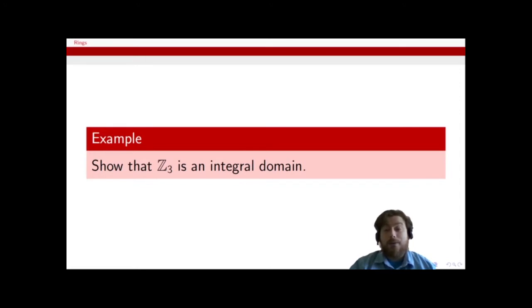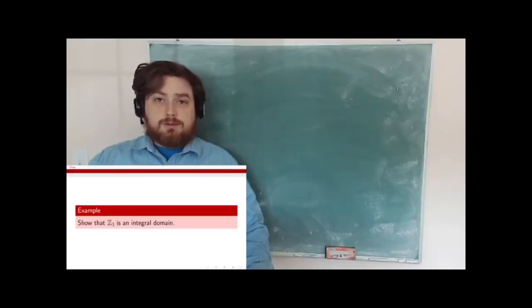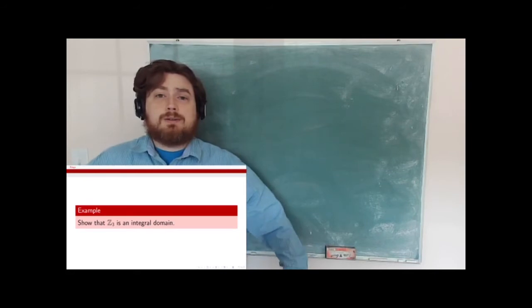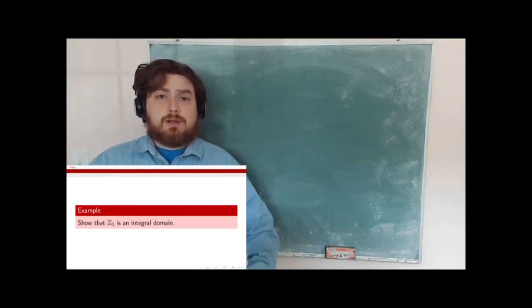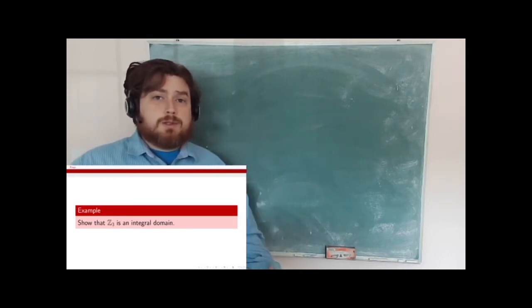So the best way to do that is really just to make up a Cayley table and see what the products become. Alright, so we're going to try to show that Z3 is an integral domain. What I'm going to do is just go through and find Z3 by finding the Cayley tables for both the addition and multiplication.